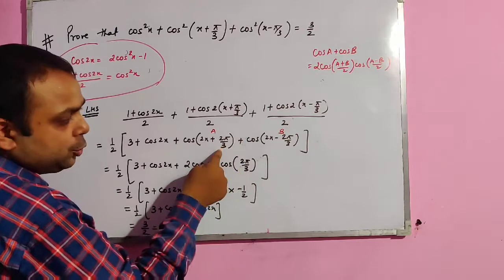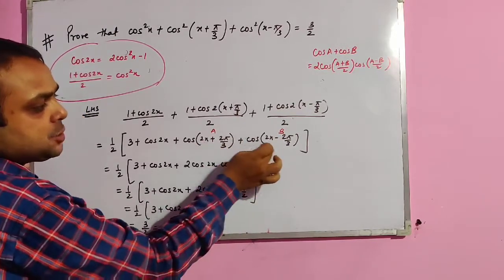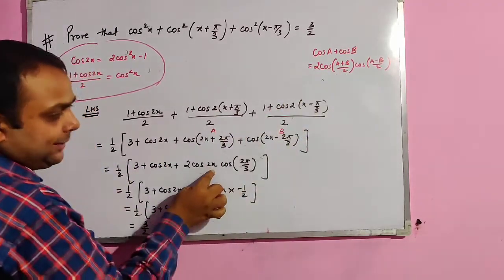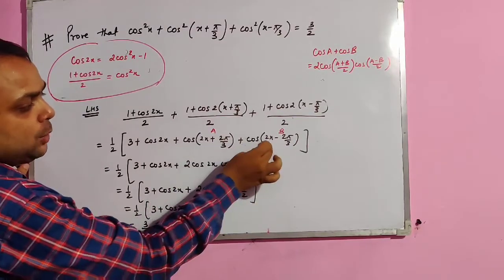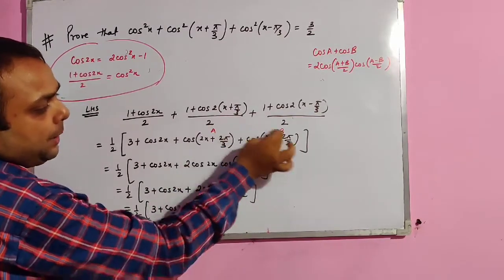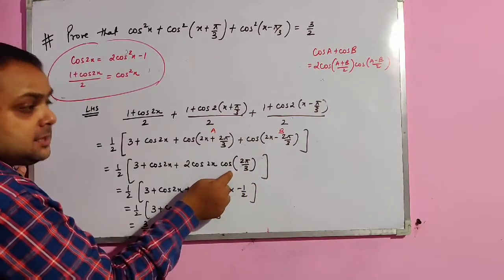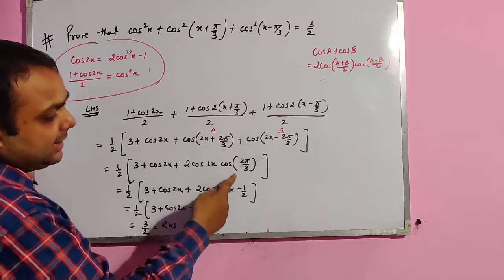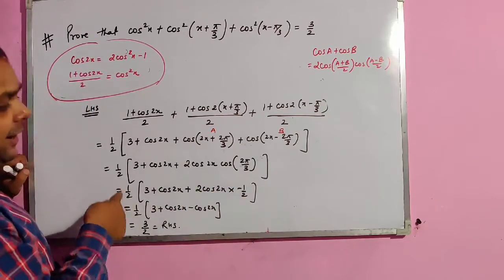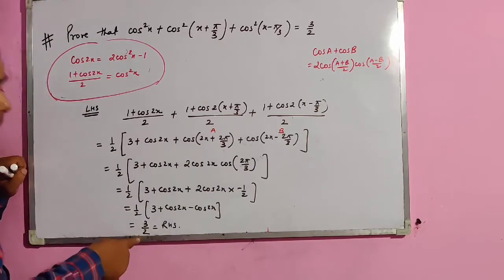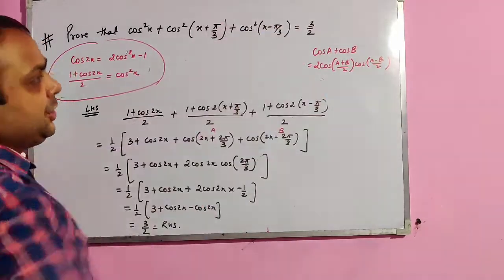These terms are eliminated: 2 pi by 3 and 2 pi by 3, 2x plus 2x is 4x divided by 2, 2x. When you subtract, 2x and 2x are eliminated, these two are added, 4 pi by 3 divided by 2, cutting gives 2 pi by 3. Solving this using the quadrant rule, I will get the value minus 1 by 2. Simplifying this, I got the answer 3 by 2, which is equal to the RHS.